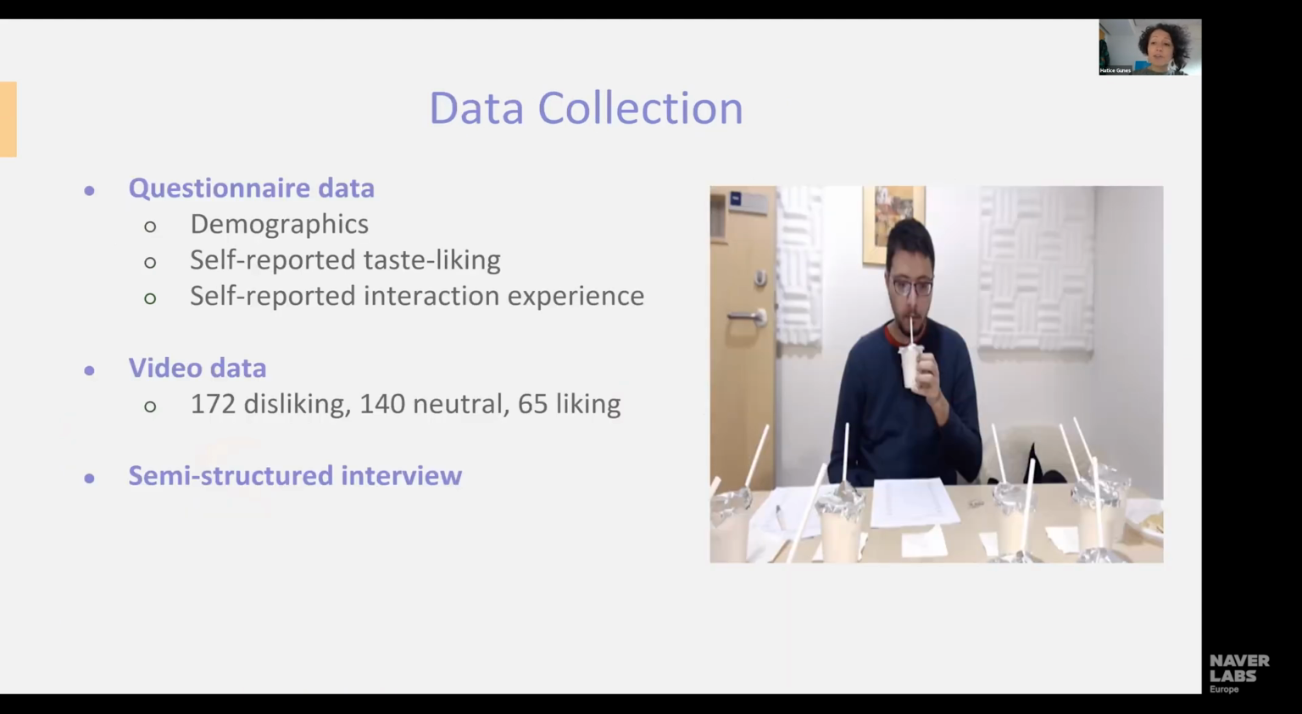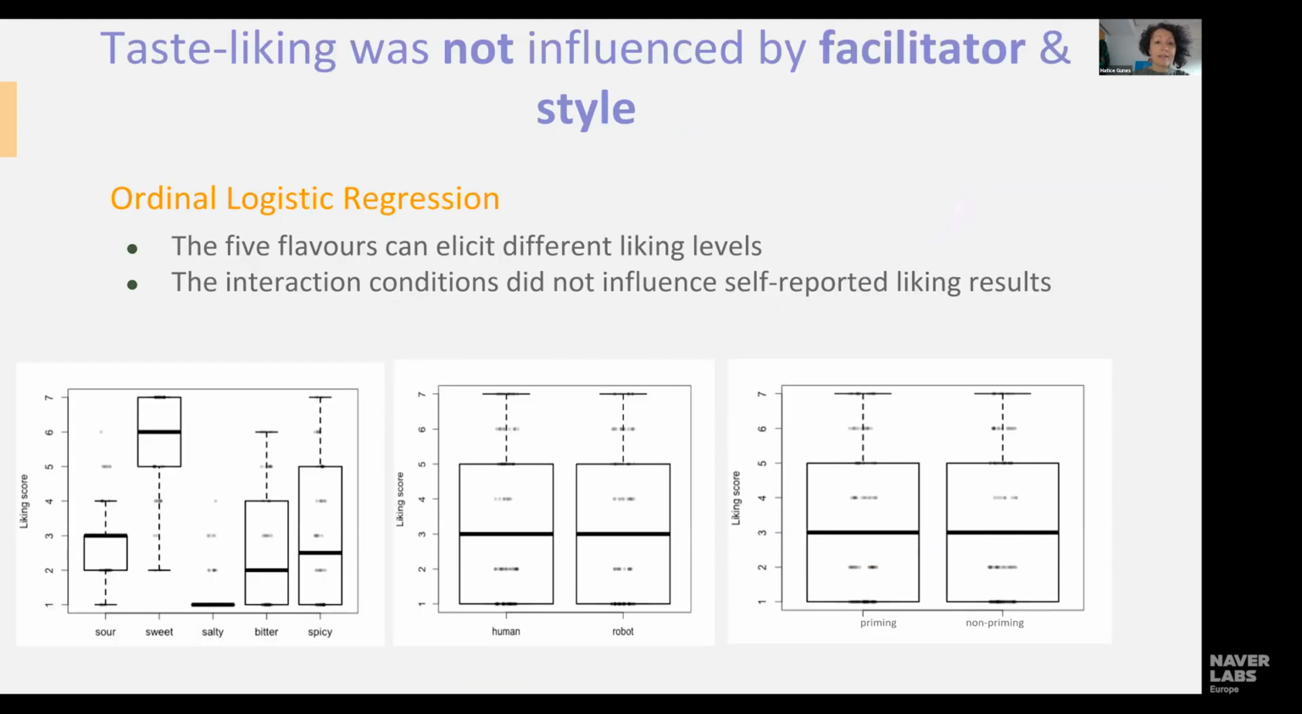In terms of data collection, we collected 3 kinds of data. So we have the questionnaire data, looking at participants' demographics, gathering data on self-reported taste liking after they tasted each flavor, and also their interaction experience. We also collected video data from frontal cameras. And finally, we did a semi-structured interview just to gather some opinions, reflections, and qualitative comments.